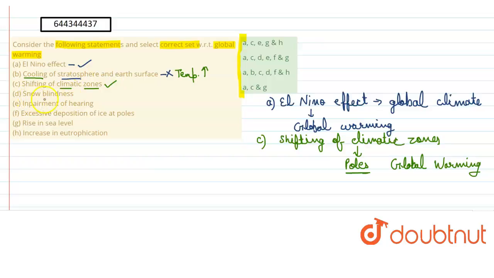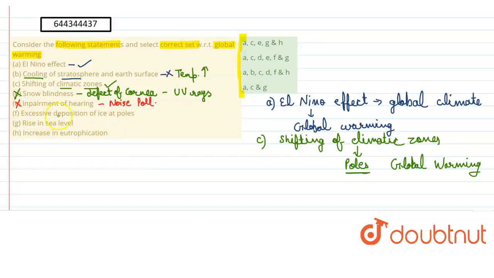Next we have snow blindness. Now what is snow blindness? It is a defect of cornea, right? A defect of cornea, and it basically happens due to overexposure to UV rays, right? It causes a defect in the vision, but this is not related to global warming, so this is the wrong option. Next we have impairment of hearing. This is related to, again, noise pollution. This has nothing to do with global warming, so this is also a wrong option.